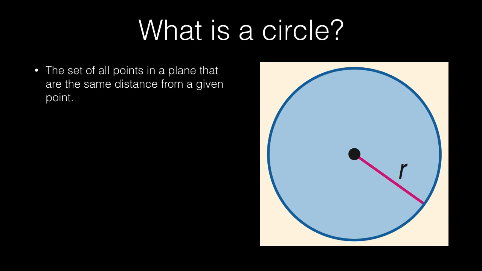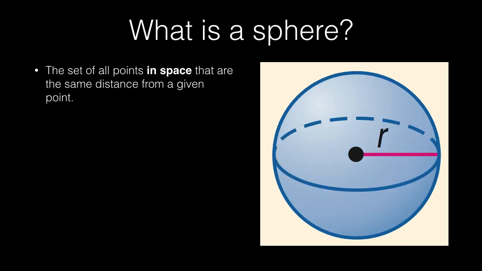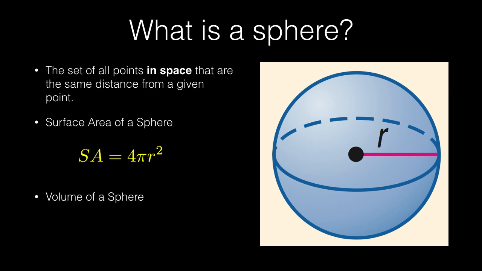A sphere is the same kind of thing, except a sphere is the set of all points in space that are the same distance from a given point. So the surface area of a sphere is 4 pi r squared, and the volume of a sphere is 4/3 pi r to the third power. Please note it's not squared, it's cubed.